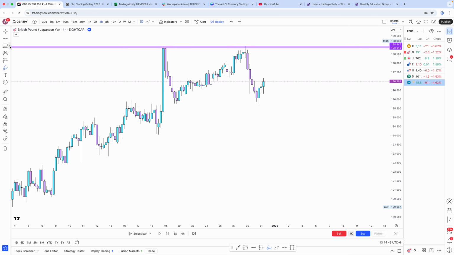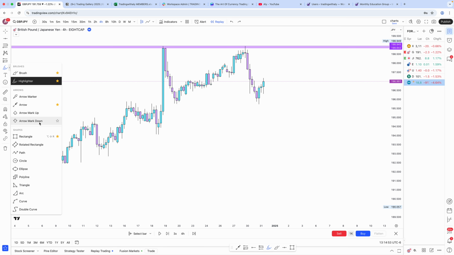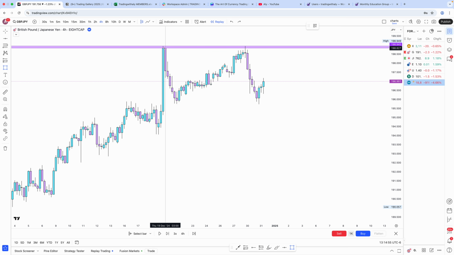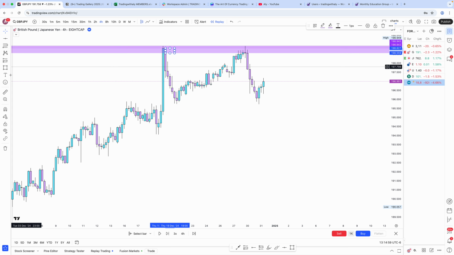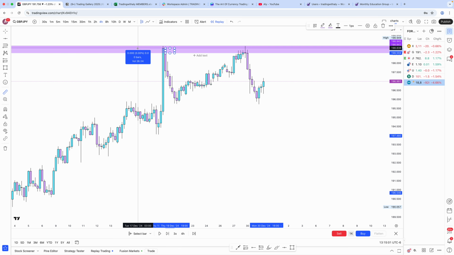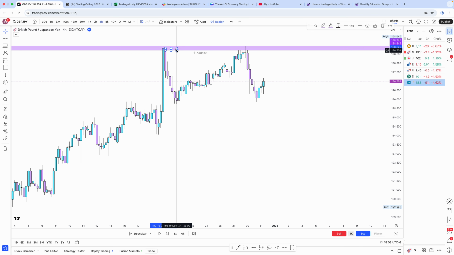So we have a major zone on the 4 hour time frame. The zone cannot exceed 20 pips. So if you drew it from the candlestick body down to here, that would be way too much. That would be about 26 pips. So you don't want to do that. It cannot exceed 20 pips.